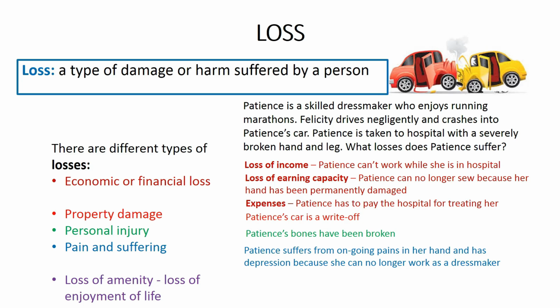And the fifth type of loss that Patience has suffered is loss of amenity, also referred to as loss of enjoyment of life. Patience used to enjoy running marathons. However, if the car crash means that she can no longer compete in marathons, perhaps because her broken leg has not healed properly, then Patience will have been deprived of the opportunity to do something that she really likes. You need to be able to explain the concept of loss and the different types of losses with examples.